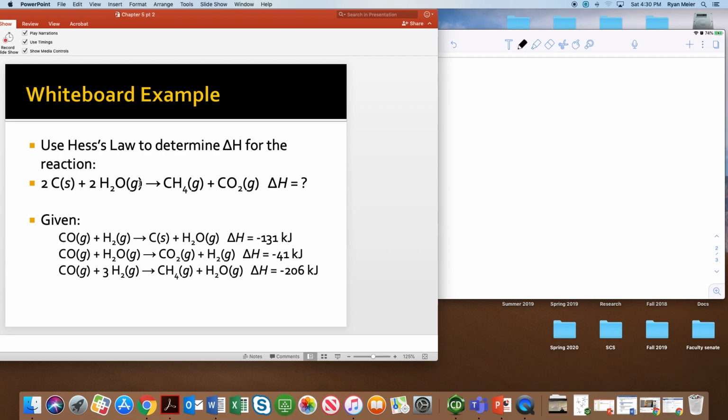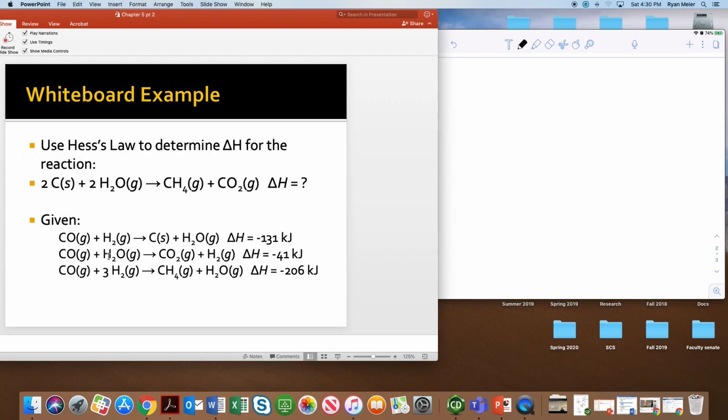So the best thing I think to usually do is look one reaction at a time and try to find something in each reaction that only shows up in that reaction and is in your overall reaction. So what I mean by that, for this first reaction, we have CO plus H2 making carbon solid plus water. Well, water is in our overall reaction on the reactant side. Carbon also is in our overall reaction on the reactant side.